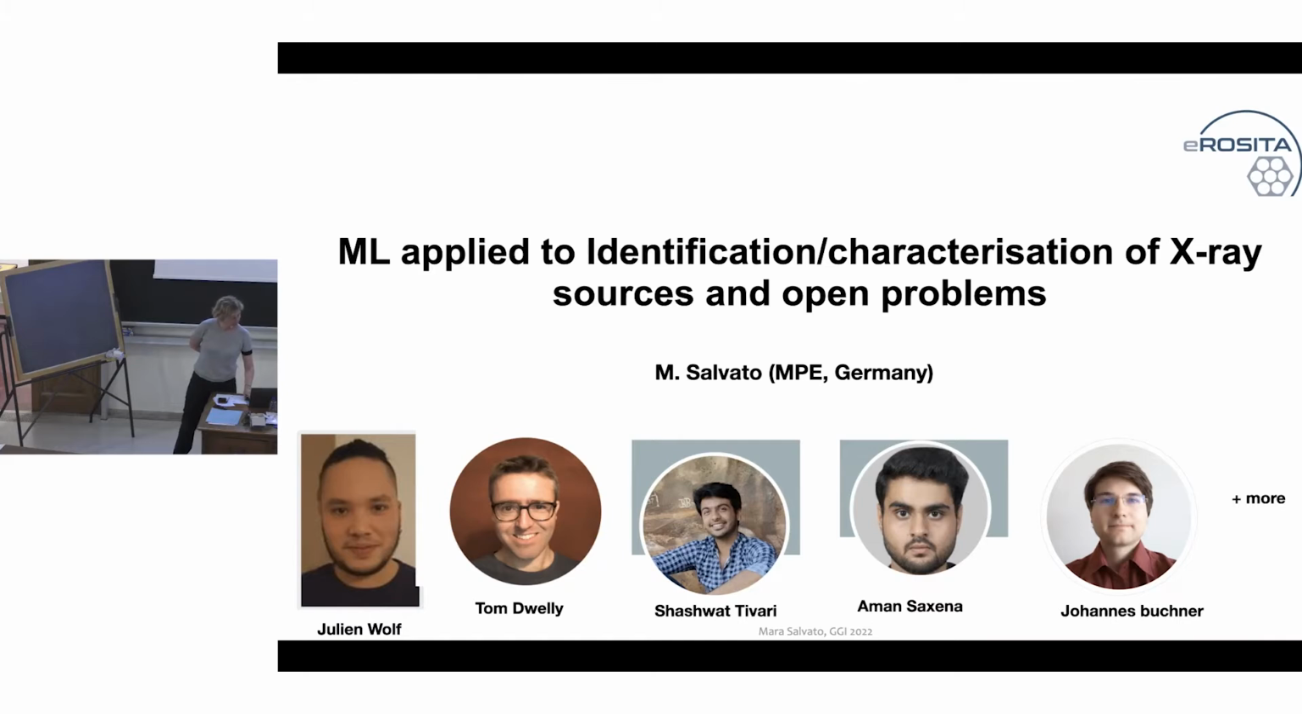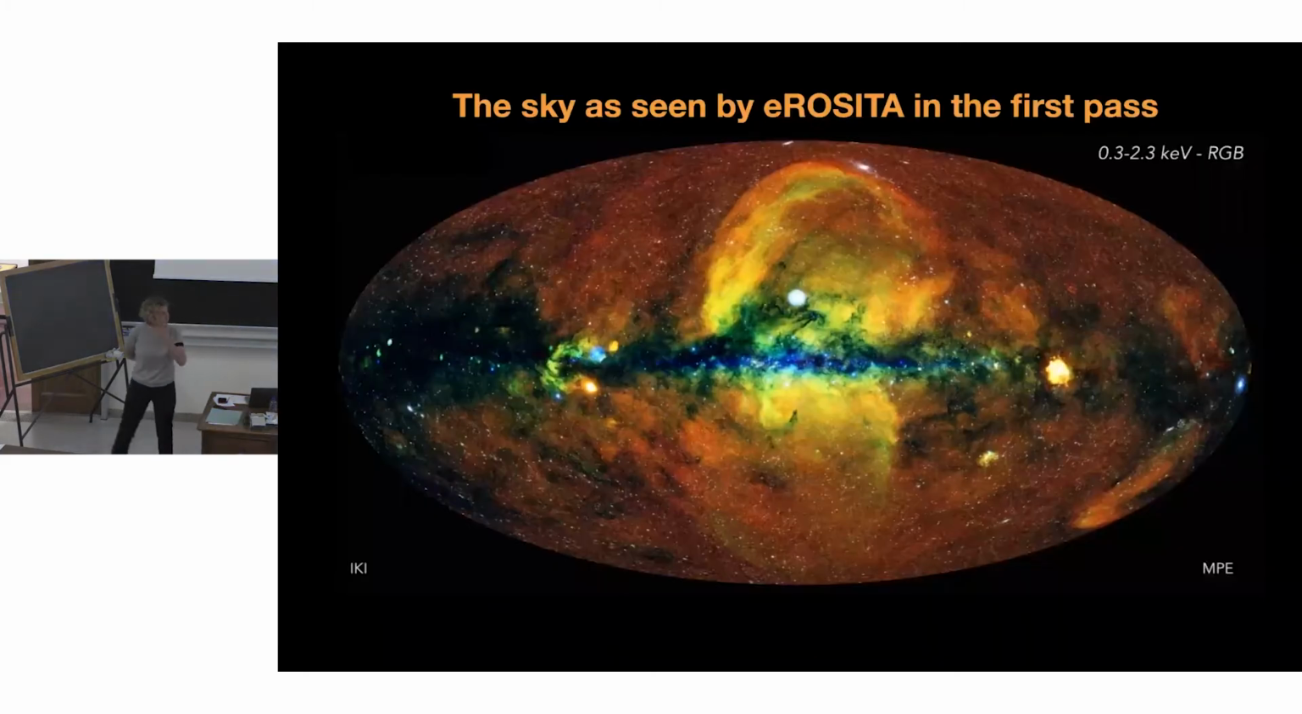I am Mara Salvato, and I am spokesperson of one mission that is called eROSITA. I do not know how many of you know about it. It is a German X-ray telescope that is flying currently on a Russian satellite, and this can already tell you the kind of problem that we have. We are mapping the entire sky in X-ray, and this is the first image that we have taken. It takes 6 months to take this image. There is nothing so deep and so complete currently, and better than this image.